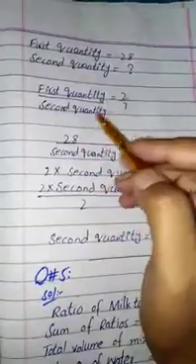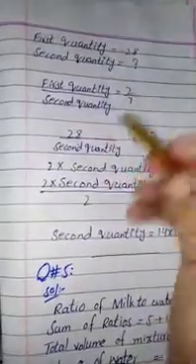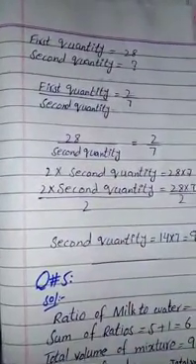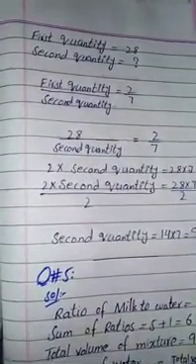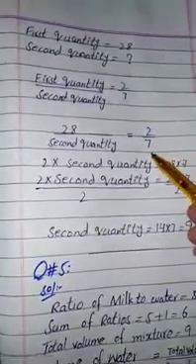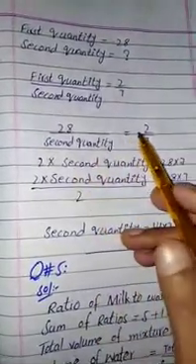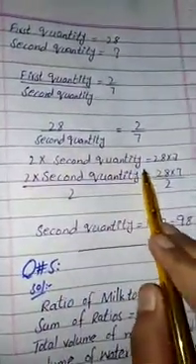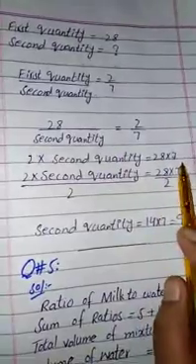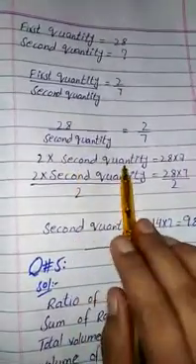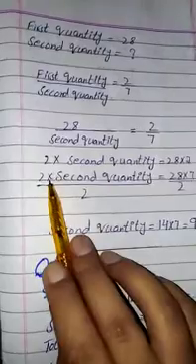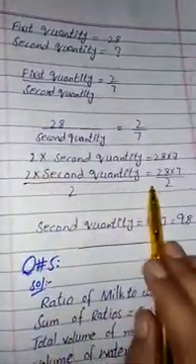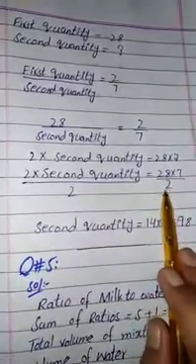First quantity over second quantity is equal to 2 over 7. First quantity is equal to 28. We find the second quantity. So we write the second quantity as it is, equal to 2 over 7. Now by using the cross product rule, we write 2 multiplied by second quantity is equal to 28 multiplied by 7. To find the second quantity, we divide by 2 on both sides. 2 multiplied by second quantity over 2 is equal to 28 multiplied by 7 divided by 2.